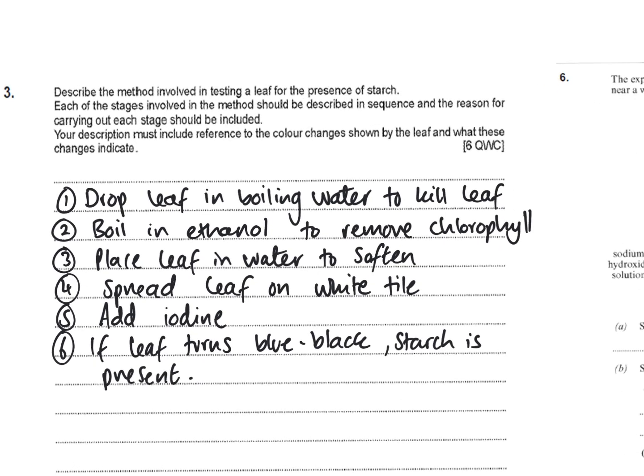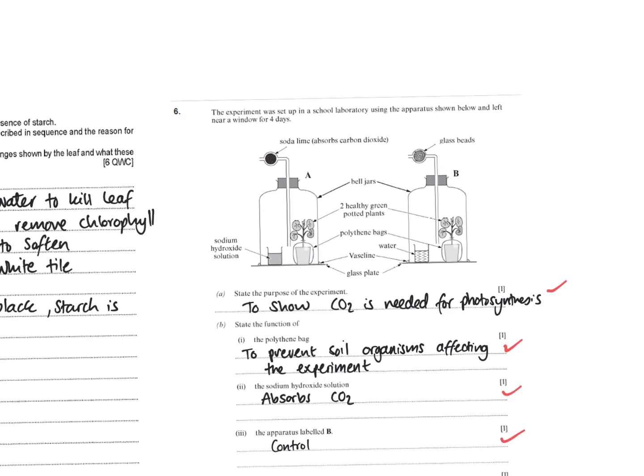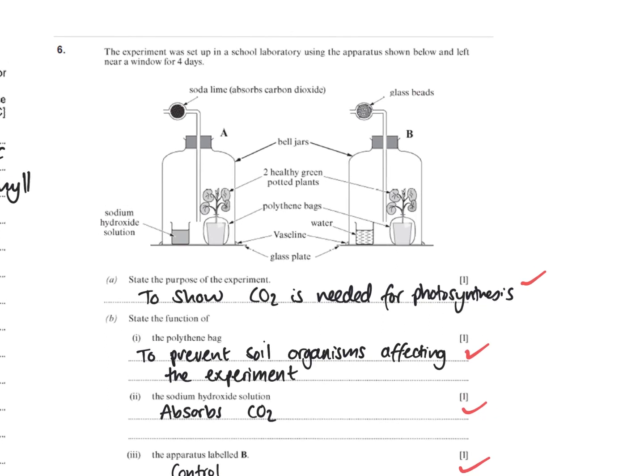So the first is to drop the leaf in boiling water to kill the leaf. The second is to boil in ethanol to remove chlorophyll. The third, place the leaf in water to soften. The fourth, spread the leaf onto a white tile. Fifth, add iodine. And then for the 6th mark, if there's a positive test, so if it turns blue-black, then starch is present.